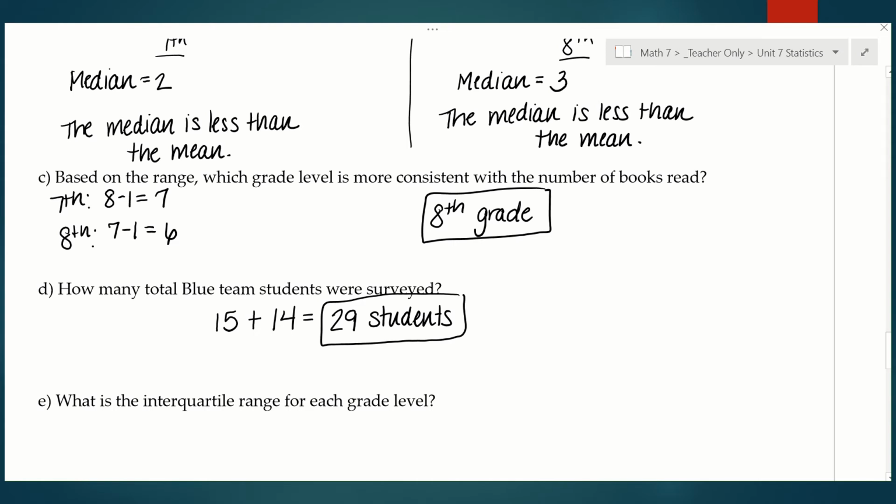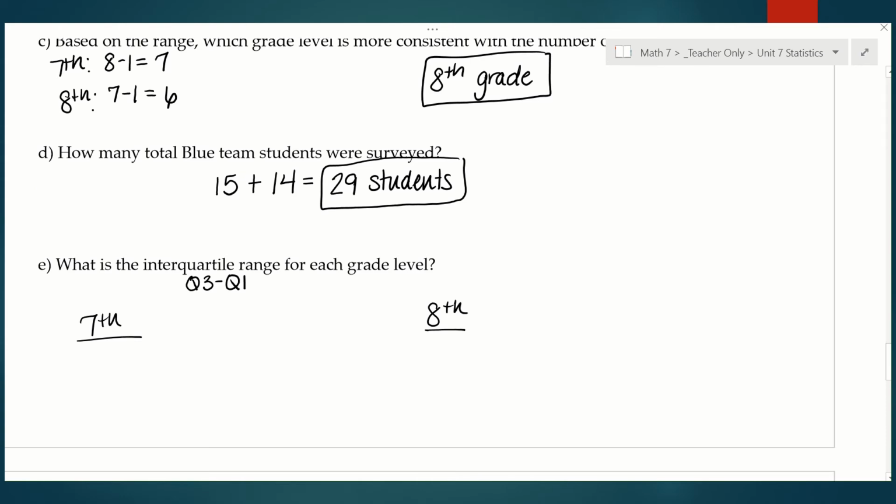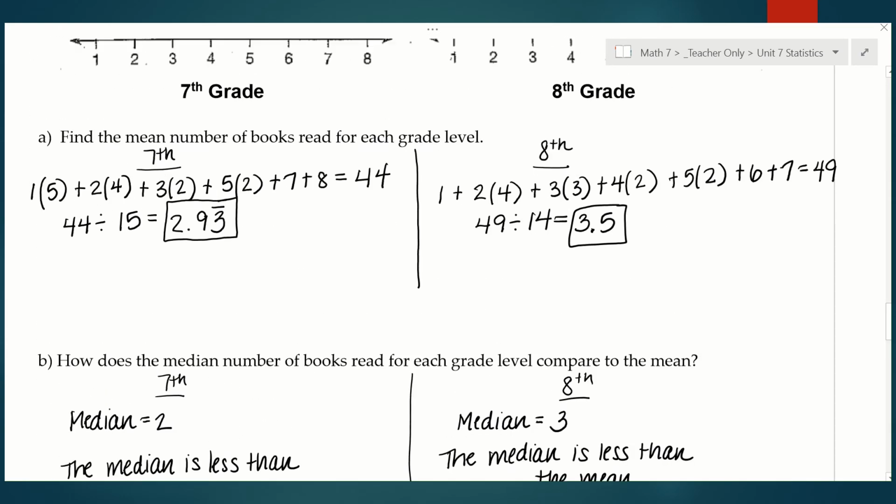Okay, part E. What is the interquartile range for each grade level? All right, so this is a lot of work. So remember, the IQR, you have to subtract your 3rd quartile minus your 1st quartile. So we're going to do this for each grade level. All right, so we need to go back up to our 7th grade dot plot.